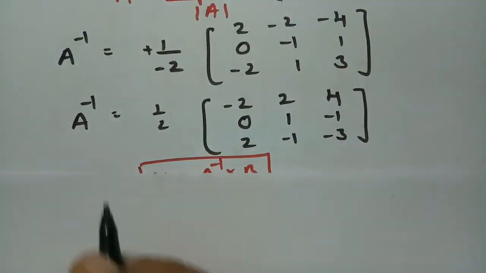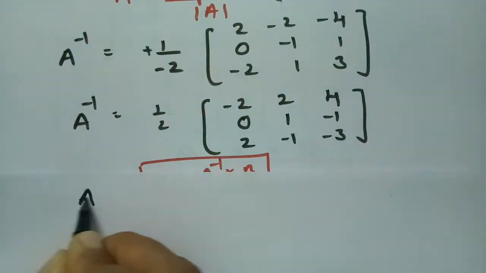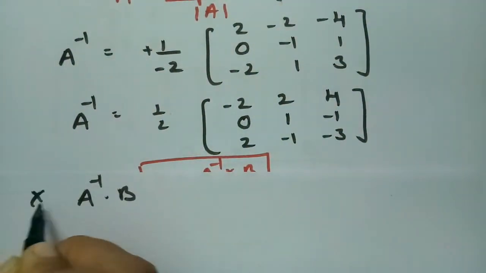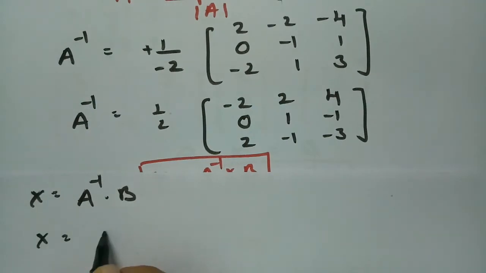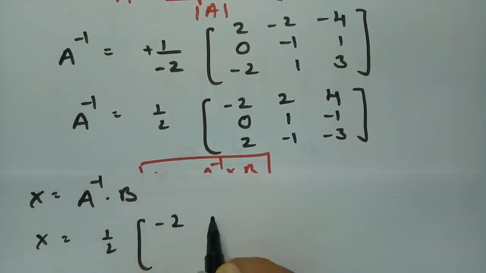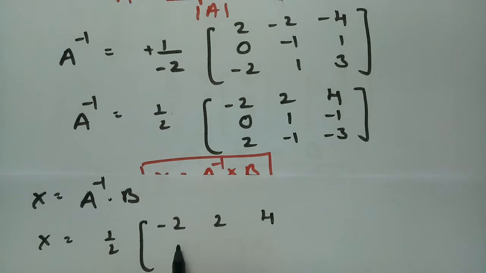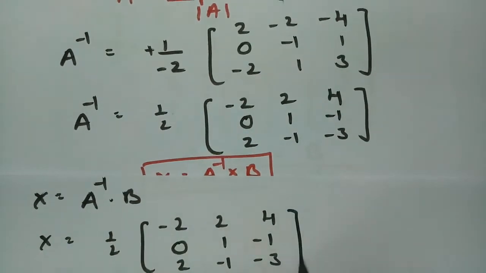So A inverse is ready here. That is A inverse into B. So our X value is equal to 1 by 2 times of the matrix minus 2, 2, 2; 0, 1, minus 1; 2, minus 1, minus 3, into B.